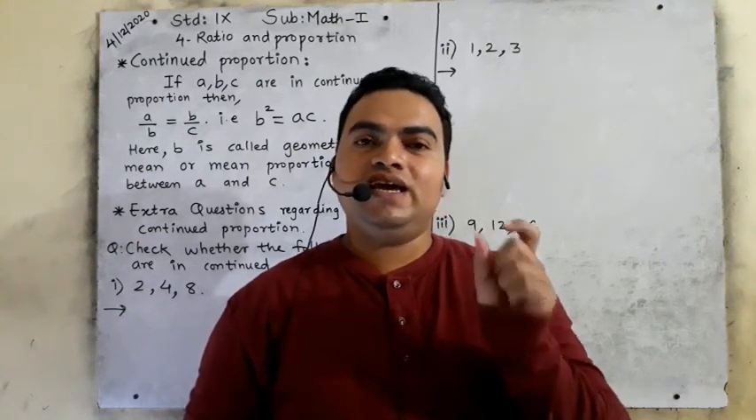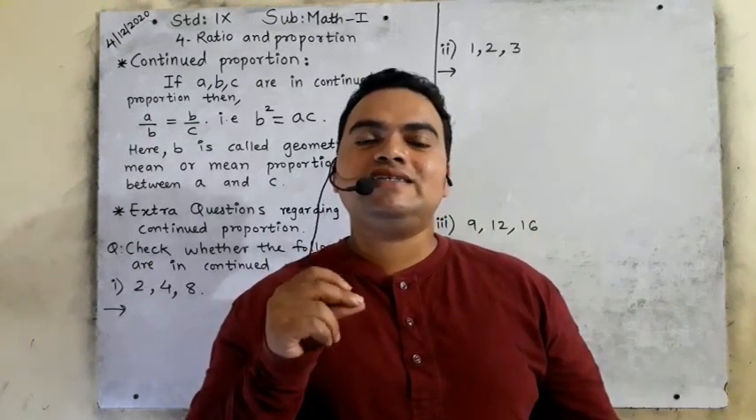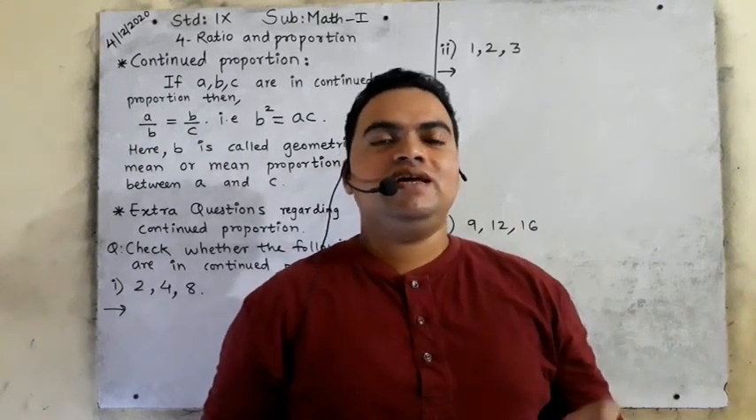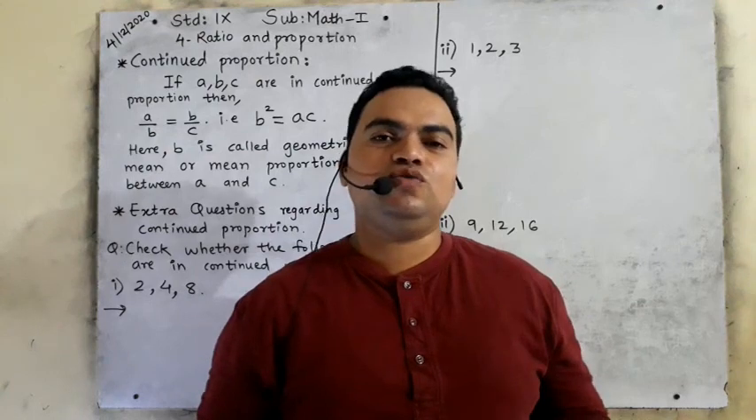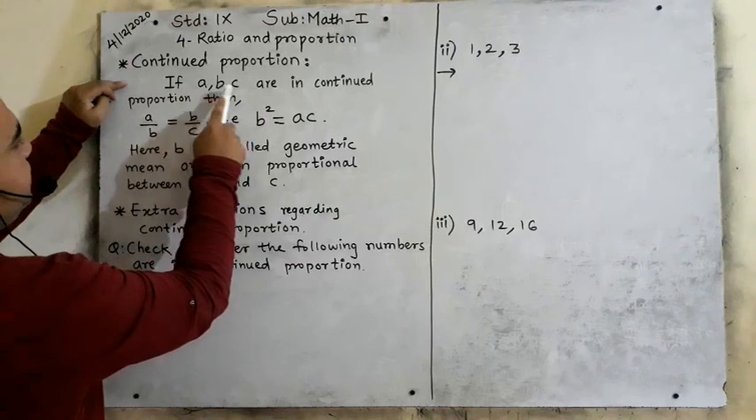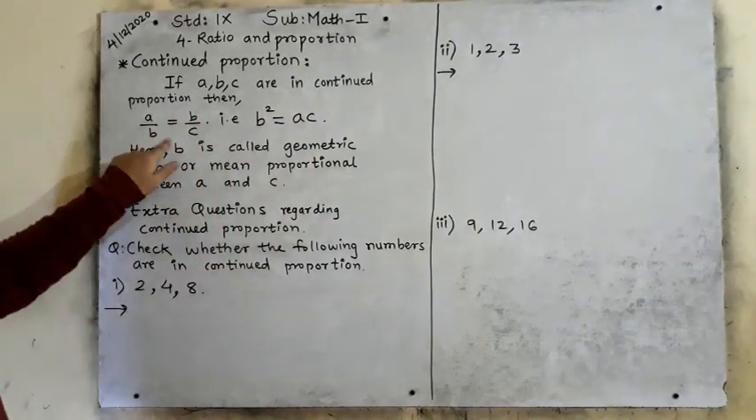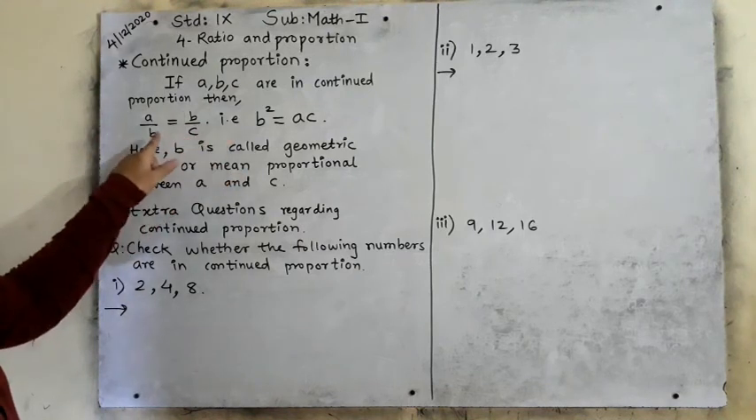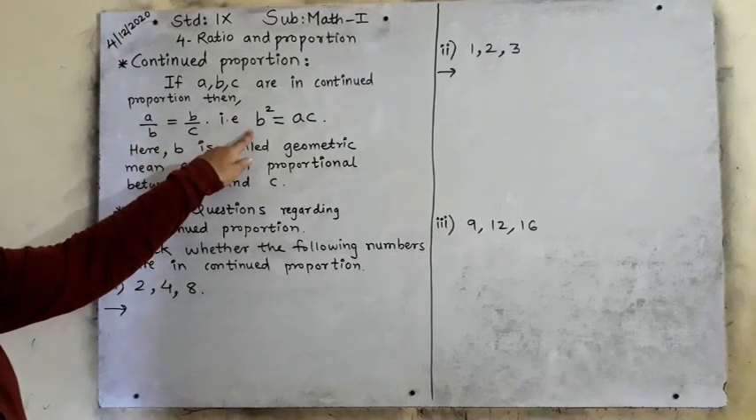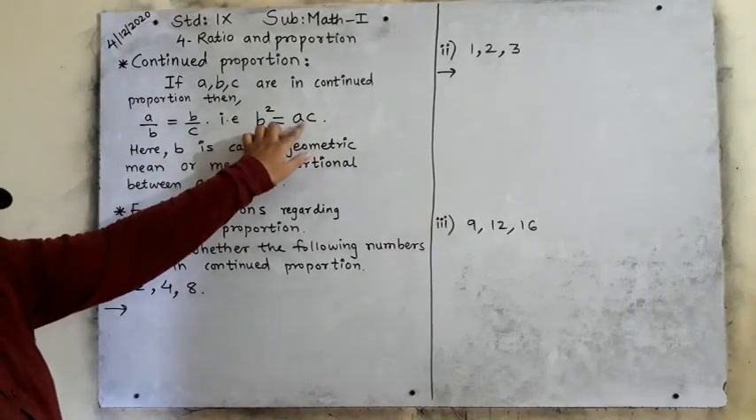So whenever you hear the word continued proportion, you should understand very quickly that A upon B is equal to B upon C, that is B square is equal to AC. Look at the board here. Continued proportion means if A, B, C are in continued proportion, then A upon B is equal to B upon C. Can you see B comes twice? So B will multiply with this B, it will be B square. And A will multiply with C, it will be AC, it means A multiplied by C.